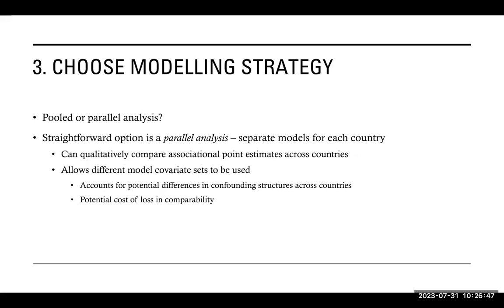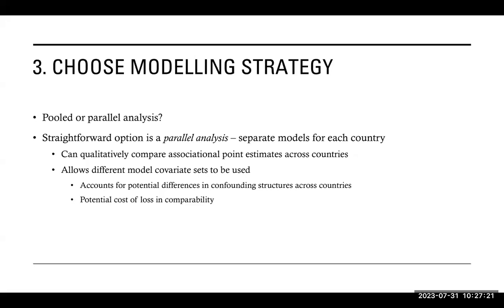A pooled analysis if you really think that you're measuring the same thing across all countries and you really expect to see a similar point estimate across countries. You can think of this as analogous to conducting a meta-analysis, right? Are you going to do a random effects or a fixed effects meta-analysis? Do you think there's heterogeneous effects across countries, or do you think you've got one single point estimate that should be reflecting the same association across all countries? If that's not the case, I would recommend doing a parallel analysis. And then you can qualitatively compare your associational point estimates across countries.